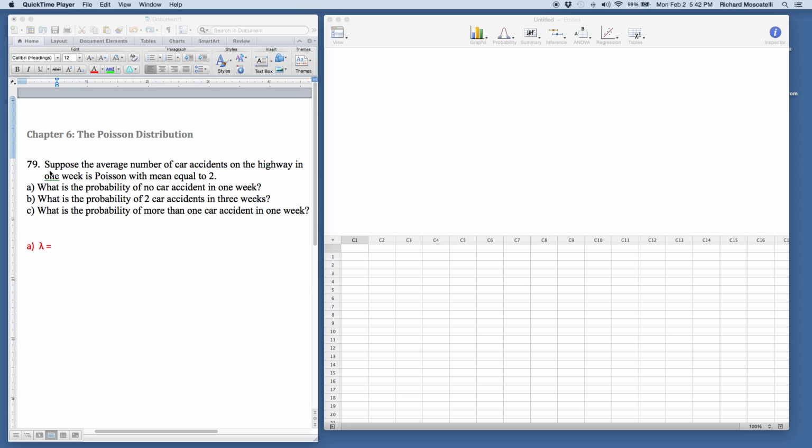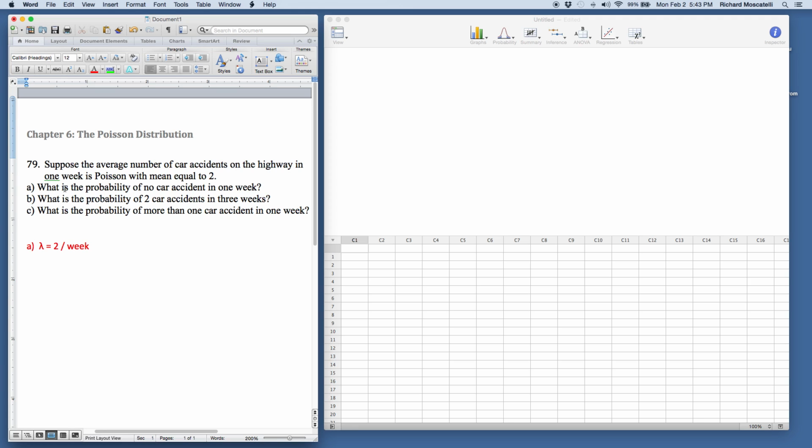So the question says, suppose the average number of car accidents on the highway in 1 week is Poisson with mean equal to 2. So remember, the Poisson distribution, what they'll always give you is a mean number of occurrences over a specified time interval. And we use the Greek letter lambda, which is here, to represent that average. So it says the mean is 2 per week. So the value of lambda here equals 2 per week.